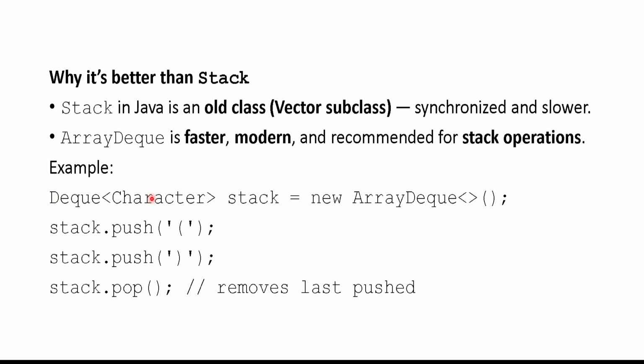So you should use ArrayDeque like this. You will not use Stack and do Character new Stack. No, you don't do that. You have to write like this. Then you will keep pushing the values. For example, we add the starting parenthesis, ending parenthesis. If you want to pop it, you just need to call stack.pop. You will remove the last pushed one, that is this.